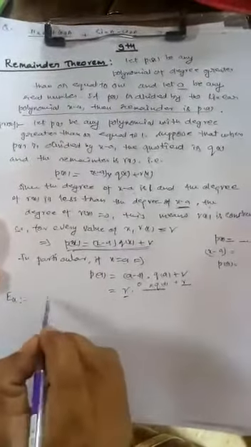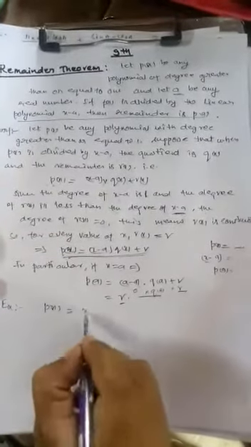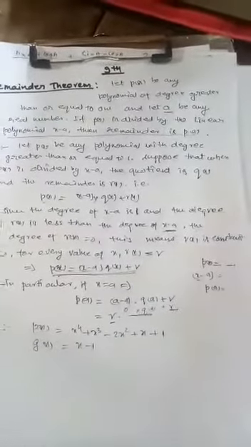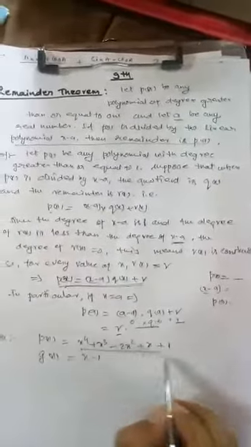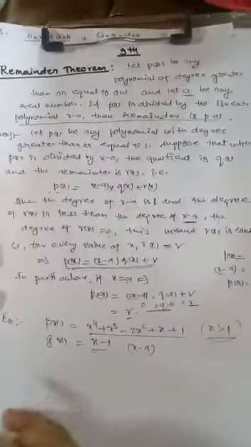Find the remainder when p(x) is x raised to 4 plus x cube minus 2x square plus x plus 1, and g(x), our divisor, is x minus 1. So this is the p(x), which has degree greater than or equal to 1, and this is our x minus a, that is the divisor.